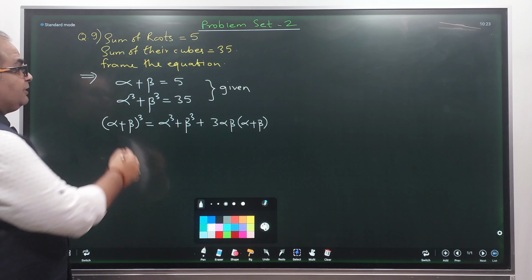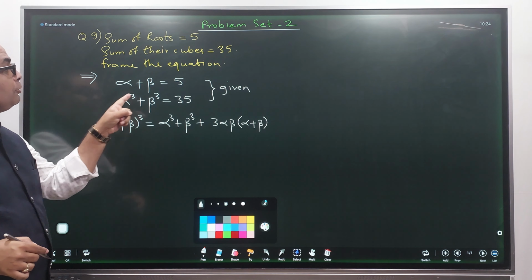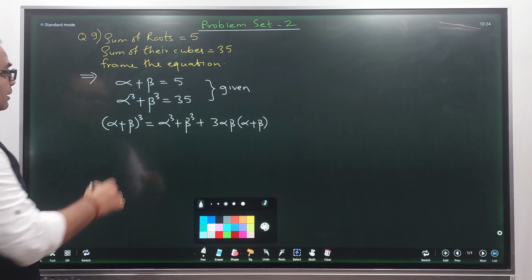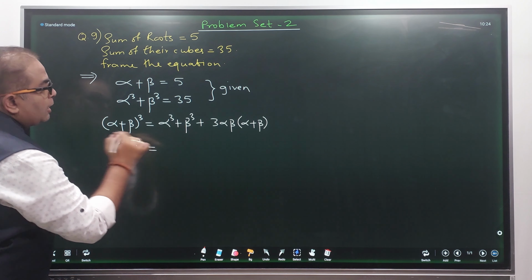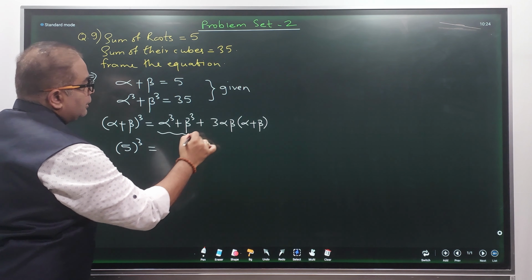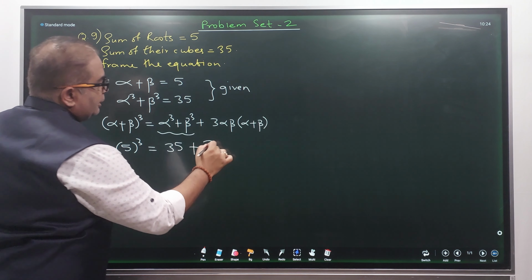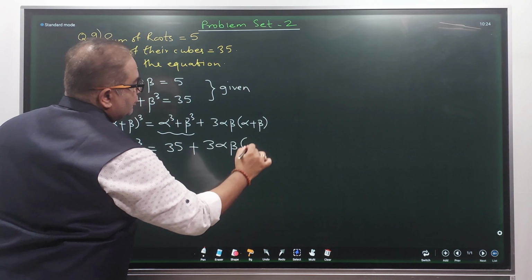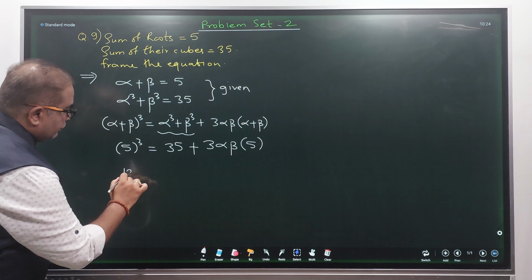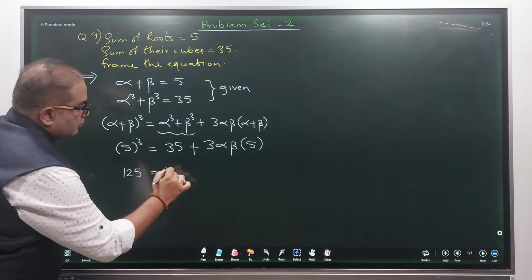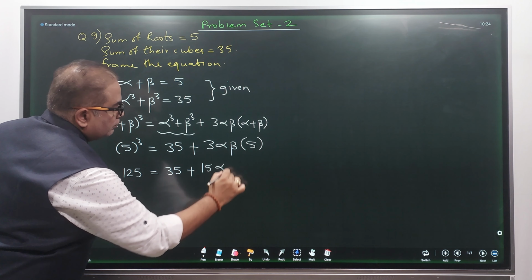Okay. Now let's substitute the values. Alpha plus beta is equal to 5. Alpha cube plus beta cube is equal to 35. Alpha plus beta is 5, so 5 cube. Alpha cube plus beta cube is 35. So 35 plus 3 alpha beta. Alpha plus beta is again 5. Right? So 5 cube is 125. 35 plus 3 fives are 15 alpha beta.